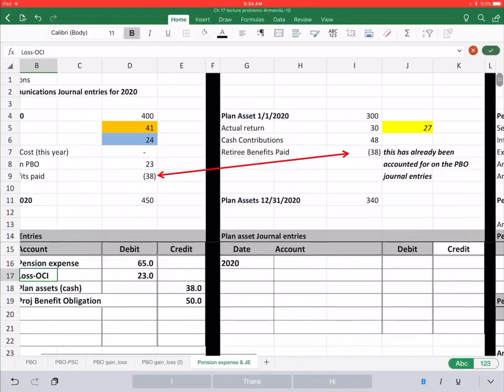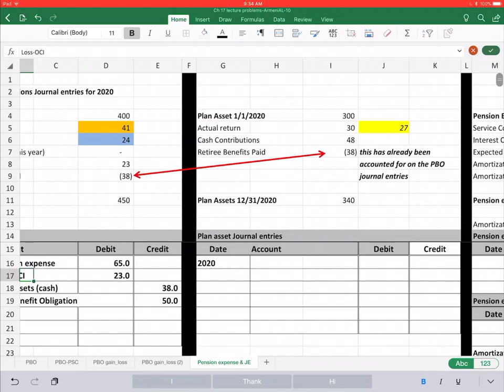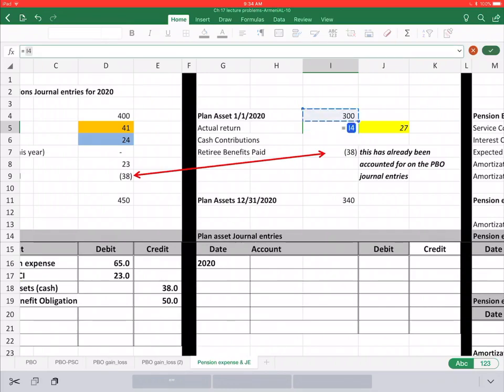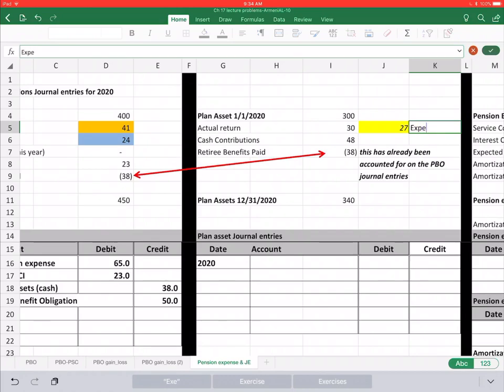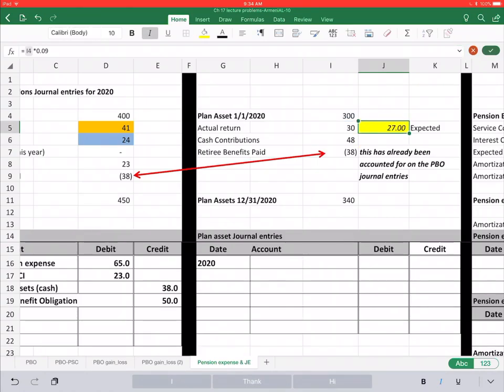Okay, so now I'm moving over to the middle part of my Excel spreadsheet. Here is all of the data that was given to us in the problem, right? So we started with a balance of 300 million. We said that the actual return was 30 million, and the way that we got that was by taking our beginning balance times 10%, which was given to us in the problem, and then our expected return, over here in yellow, is going to be our beginning balance times the 9% that was given to us in the problem. So expected return was 27 million, actual return was 30 million, which again we said is going to result in a gain.